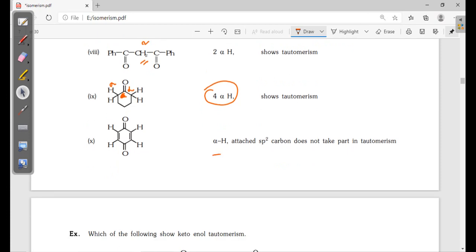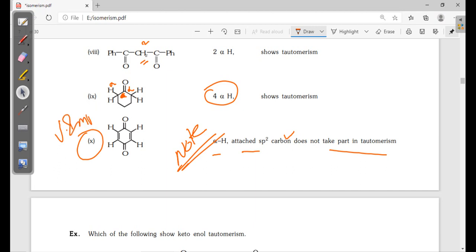Here, an alpha hydrogen attached to an sp2 carbon does not take part in tautomerism. Why? Because an sp2 hybridized carbon is more electronegative. This is a very important note, an exception. So what is the point? A hydrogen attached to an sp2 hybridized carbon does not participate in tautomerism even though it is alpha.